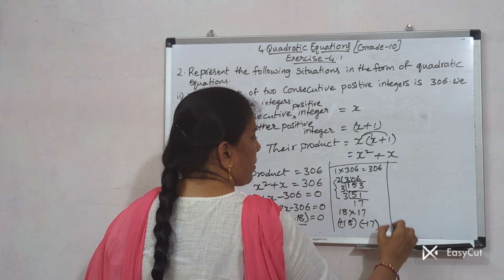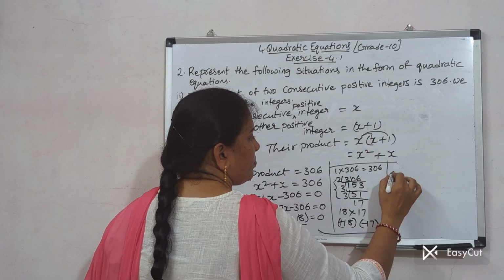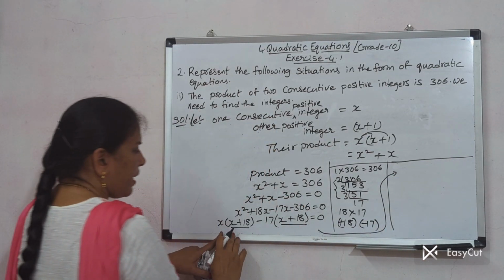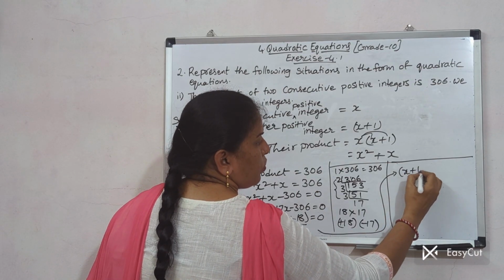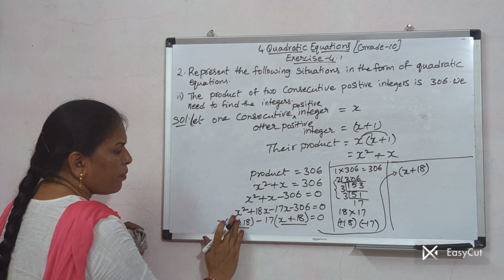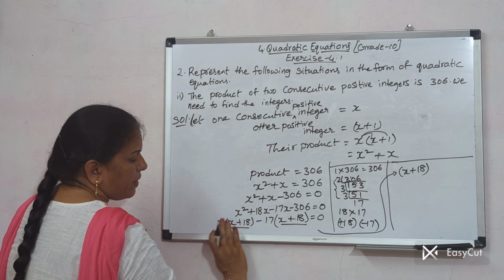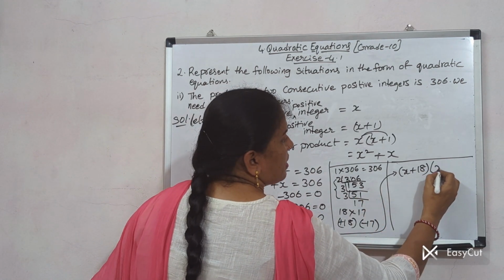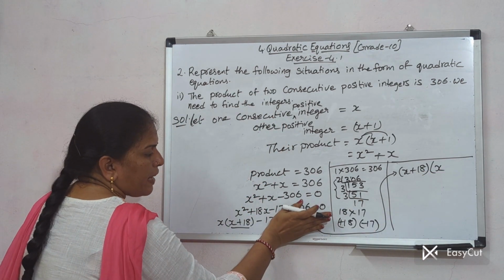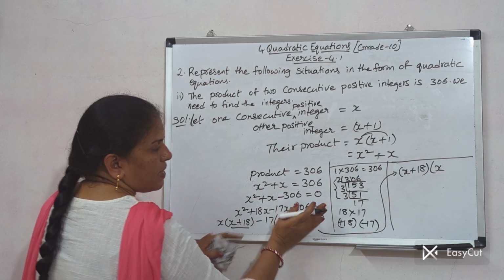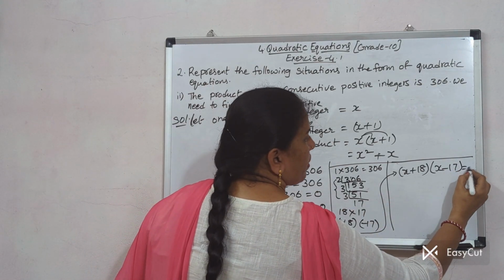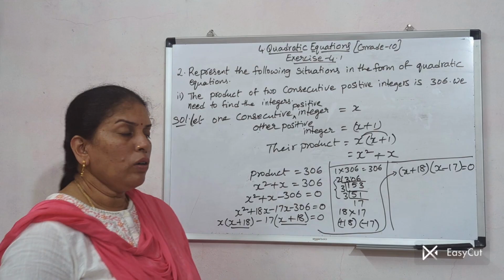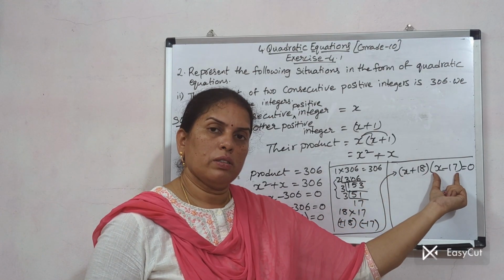I am continuing here. See, both are having x plus 18. I am taking x plus 18 out. So what will be there? If I take out x plus 18, x will be there. If I take out x plus 18, minus 17 will be there. Minus 17 equal to 0. Now, two factors we got.